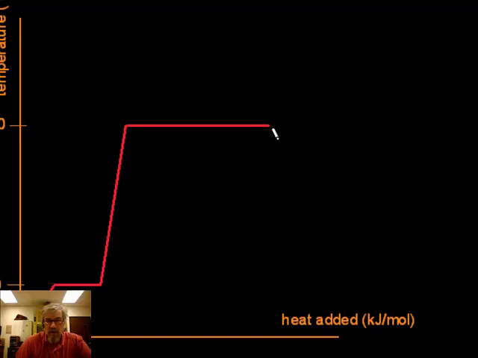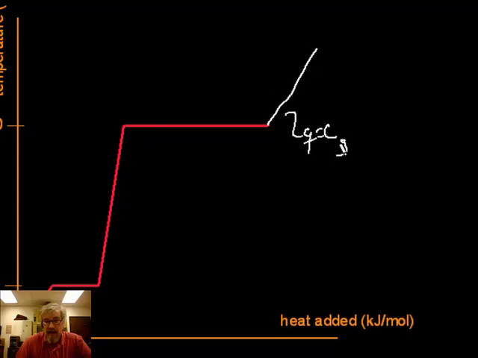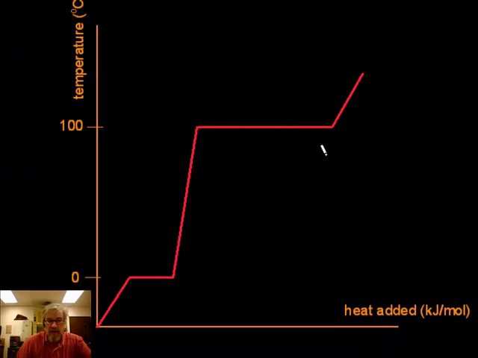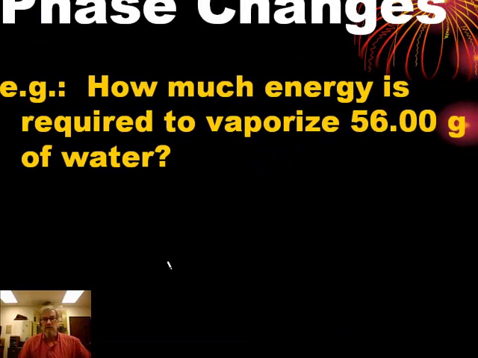Once all the water is vaporized, then it's possible for the temperature to begin going up again. And so the amount of heat that's added will be proportional to the temperature change. And again, it's Q is equal to specific heat, this time of gas, times mass times change in temperature. So this whole heating curve is divided into 5 distinct segments. Here is heating of ice, melting here, heating of liquid water, vaporization, and then heating of steam or water vapor. So let's apply this to some problems.